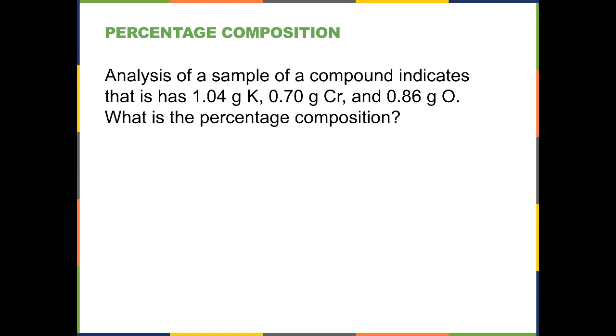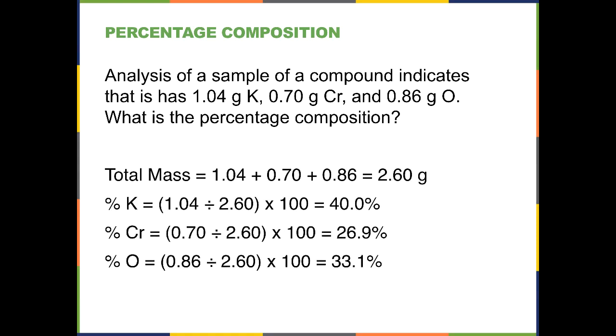So this is an example where we are doing the calculation based on experimental evidence. So analysis of a sample of a compound indicates that it has 1.04 grams of potassium, 0.7 grams of chromium, and 0.86 grams of oxygen. So what is the percentage composition? So you'll find a percentage for each of these three elements within this compound. And this is how you do it.